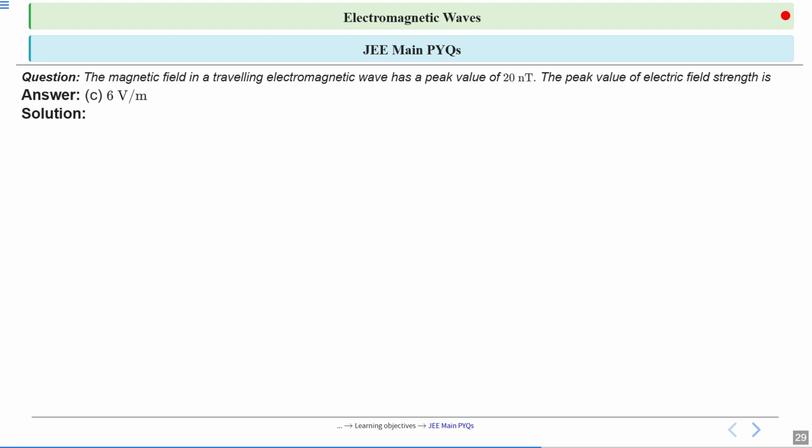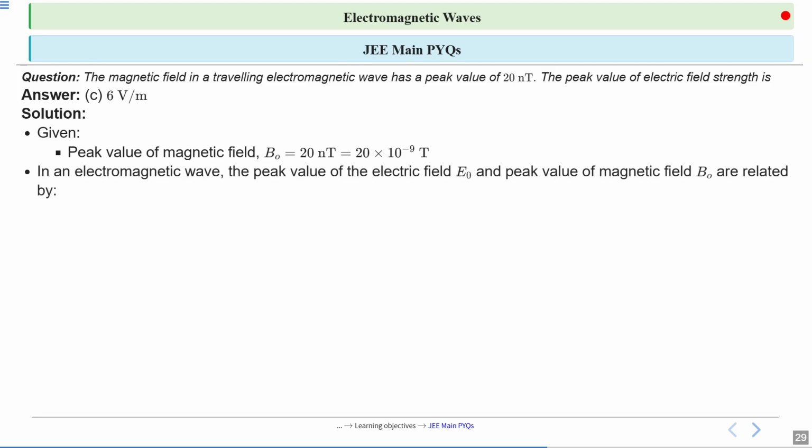So correct option is C, 6 volt per meter. It is given in the question: peak value of magnetic field B naught equal to 20 nanotesla, which is equal to 20 into 10 to the power minus 9 Tesla. In an electromagnetic wave, peak value of electric field and peak value of magnetic field are related by which relation? B naught is equal to E naught upon C. Very important relation, which is used in most of the questions.